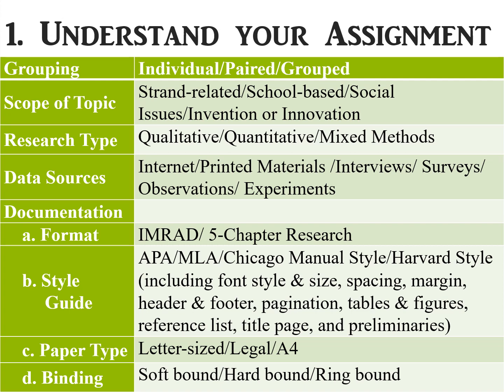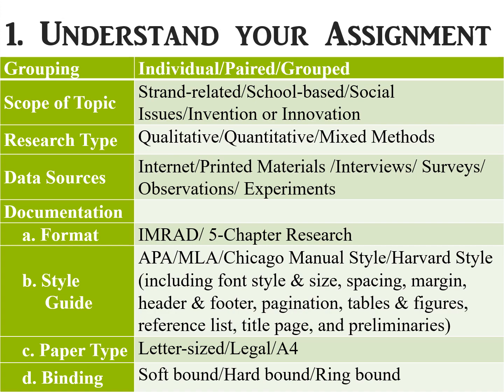The style guide will include the font style, the font size, spacing, margin, header and footer when necessary, pagination or the number of pages, tables and figures or charts as your appendices, reference list, title page, and even preliminaries and PowerPoints for presentations. The paper type is either legal sized, letter sized, or A4, and for the binding purposes, is it soft bound, hard bound, or ring bound, or probably just a soft copy of your research, considering that we are now amid the pandemic.